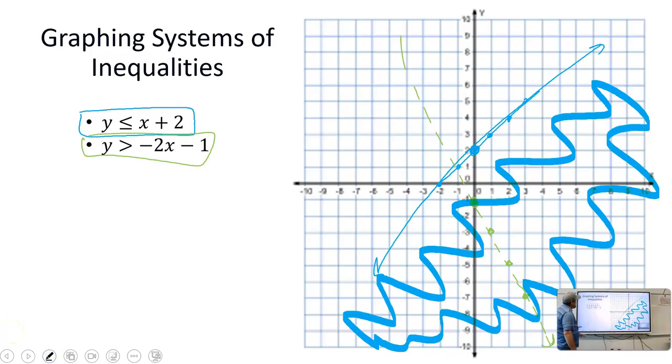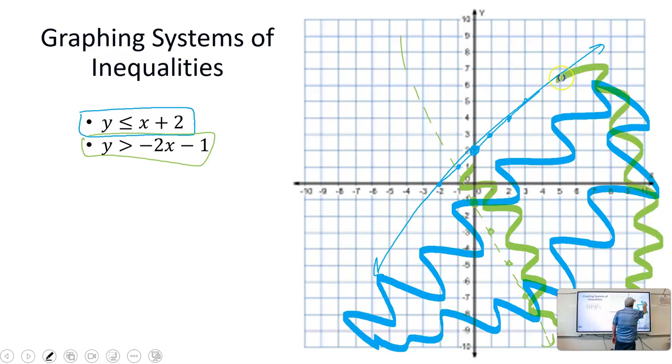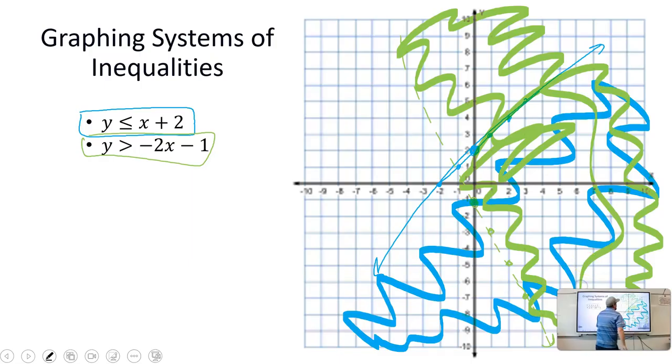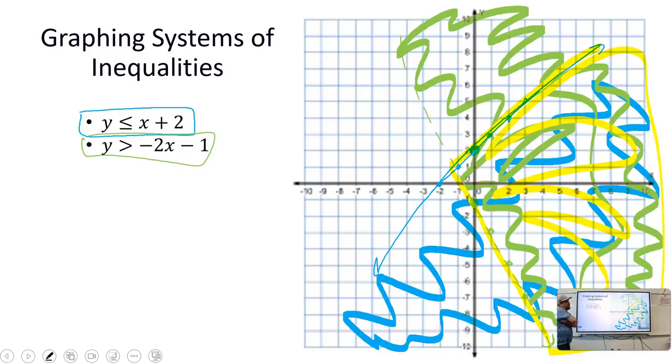This region is going to be shaded above because it's an "or greater than." So it would be anywhere in this area up here. Where did the two graphs overlap? I'm going to use yellow for that again. So it comes along this line, goes through that line. So anything over here is where both of them are highlighted.